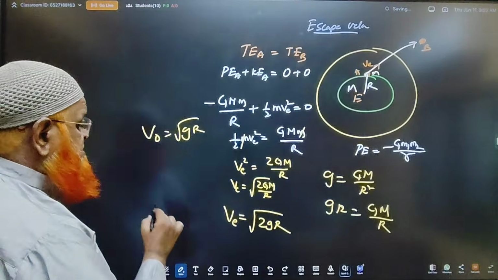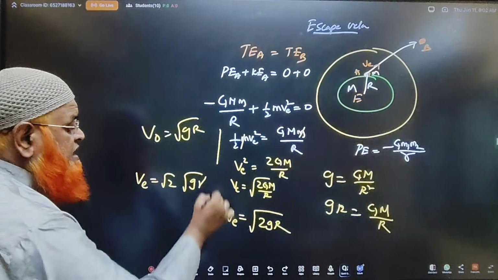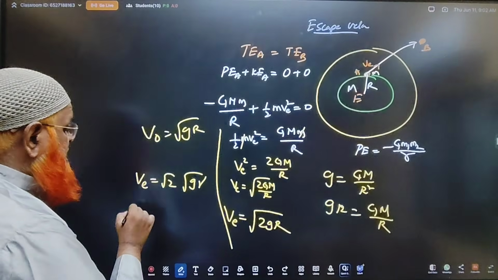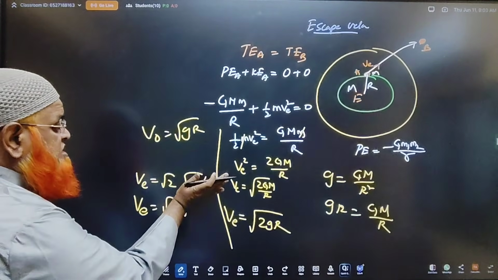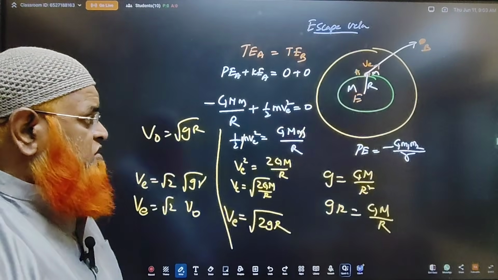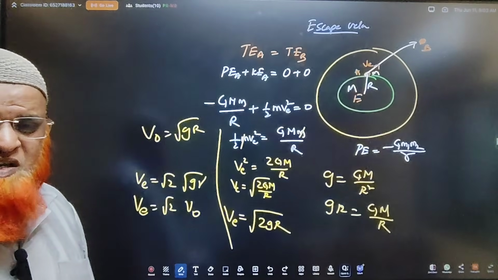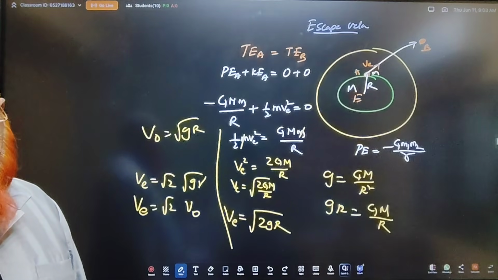So what is the relation between these two? Escape velocity means root 2 into root gR. Can you write like this? Root 2 into root gR. Escape velocity is nothing but root 2 times root gR, which is nothing but orbital velocity. So escape velocity is root 2 times the orbital velocity. Hope you are understanding what I am saying now. So this is a simple method to find out escape velocity.